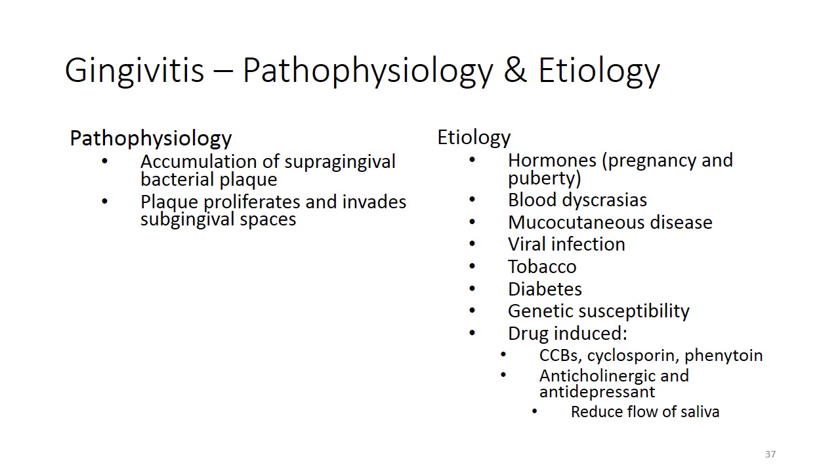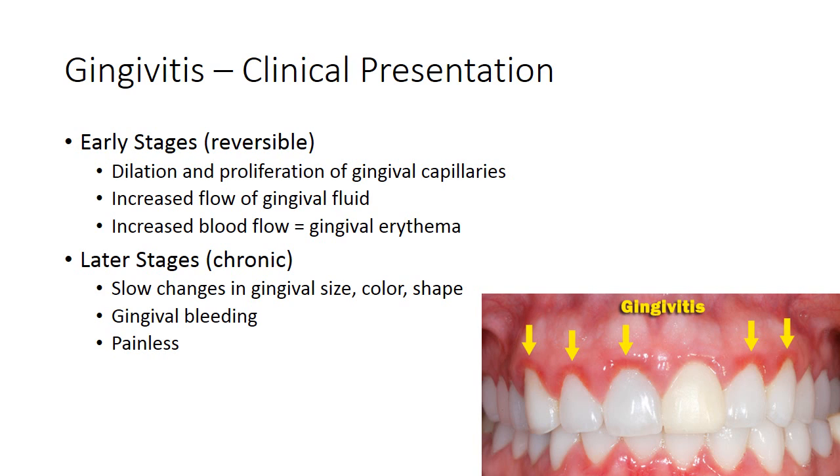Marginal gingiva is held to the tooth by collagen fibers. Microorganisms and plaque release acids and toxins that damage the tissue. Dilation and proliferation of the capillaries increase blood flow, leading to a swollen, puffy appearance. There are several factors, as you can see on the slide, that may increase a patient's risk of developing gingivitis. The early stage of gingivitis is marked by gingival erythema, as you can see in the picture. As the disease progresses, there are further changes in the size, color, and shape of the gingiva.